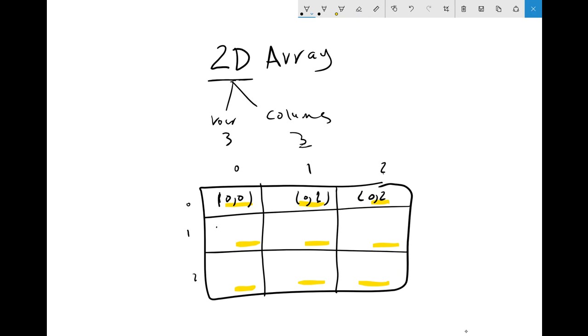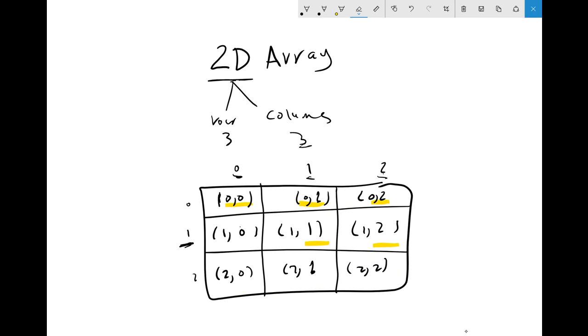What about the second row? I have row number 1. Which column? Column number 0, 1, 0. What about this one? I'm still in row number 1, in column number 1. What about the third one? I'm still in row number 1, in column number 2, which is great. Continue the same process for the third row: you have row number 2, column number 0, row number 2, column number 1, row number 2, column number 2. So now you understand how the indexing is done for rows and columns.